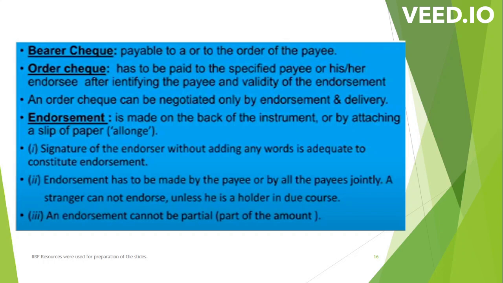Anyone who is holding it can come for encashment. If you draw two parallel lines, it is only the person whose name is mentioned, he or she, who is able to withdraw, and that too through clearing. What is an order check? An order check is a check which has to be paid to a specified payee only, or his or her endorsee, after identifying the payee and the validity of endorsement.